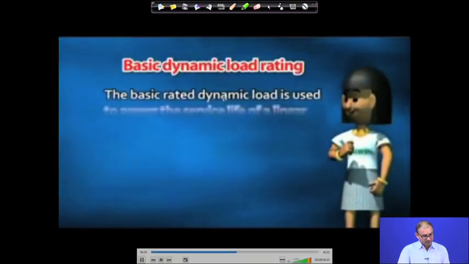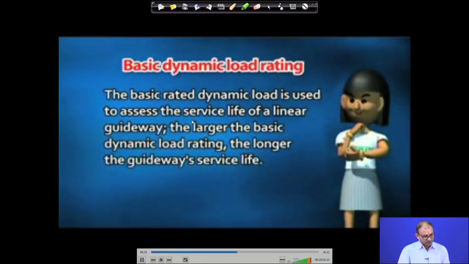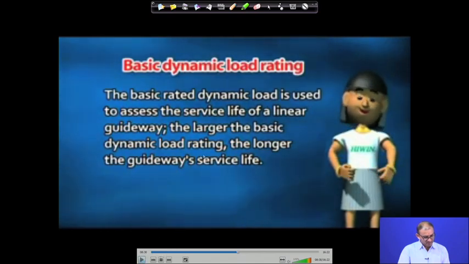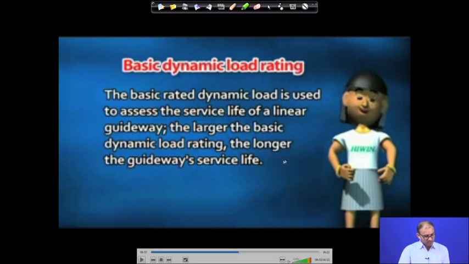Now, basic dynamic load rating capacity ensures that the rated dynamic load is used to assess the service life of the linear guideway. The larger the load bearing capacity, the longer is the service life, because if it is 50 kilometers and it reaches more than 50 kilometers, then actually our life is increased, because the 10% deformation or defect will occur after 70 kilometers also, 100 kilometers also. So, the higher the dynamic load rating capacity, the longer the service life of the component.